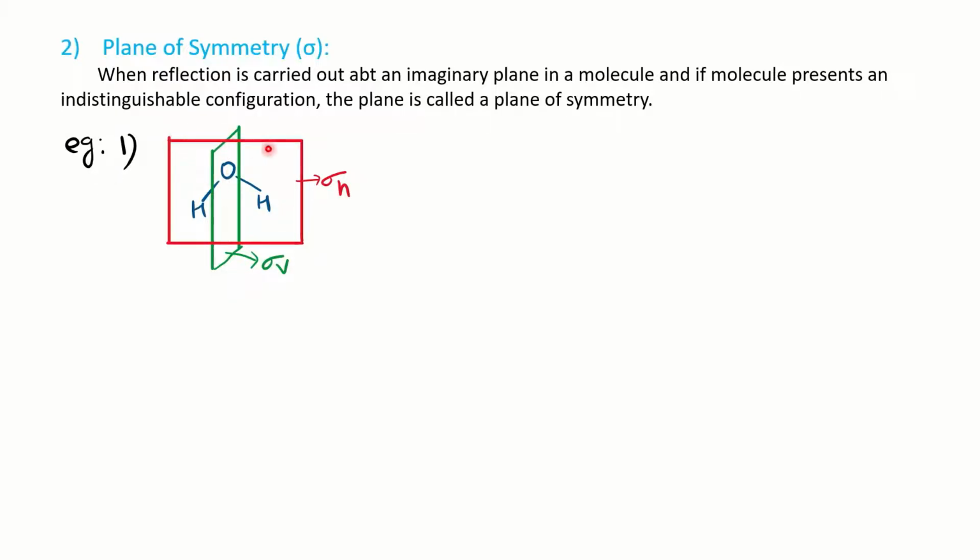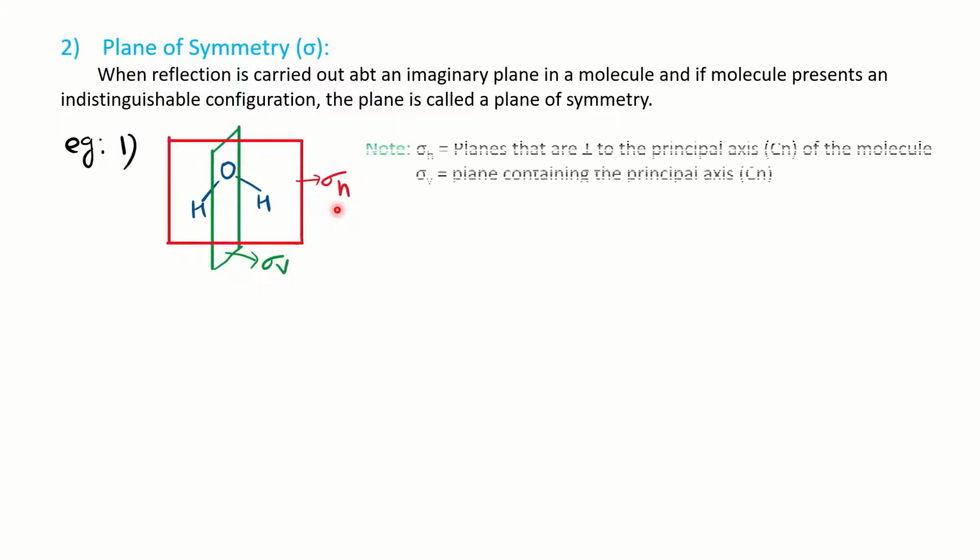And then it has the horizontal plane also. If you imagine a plane just below this water molecule, then you can see exactly this water molecule shape on the other side of the plane. So it has the horizontal plane of symmetry as well. So sigma h is also there. So planes that are perpendicular to the Cn axis are called sigma h. Sigma v is a plane containing the principal axis. So we have seen this sigma v also.